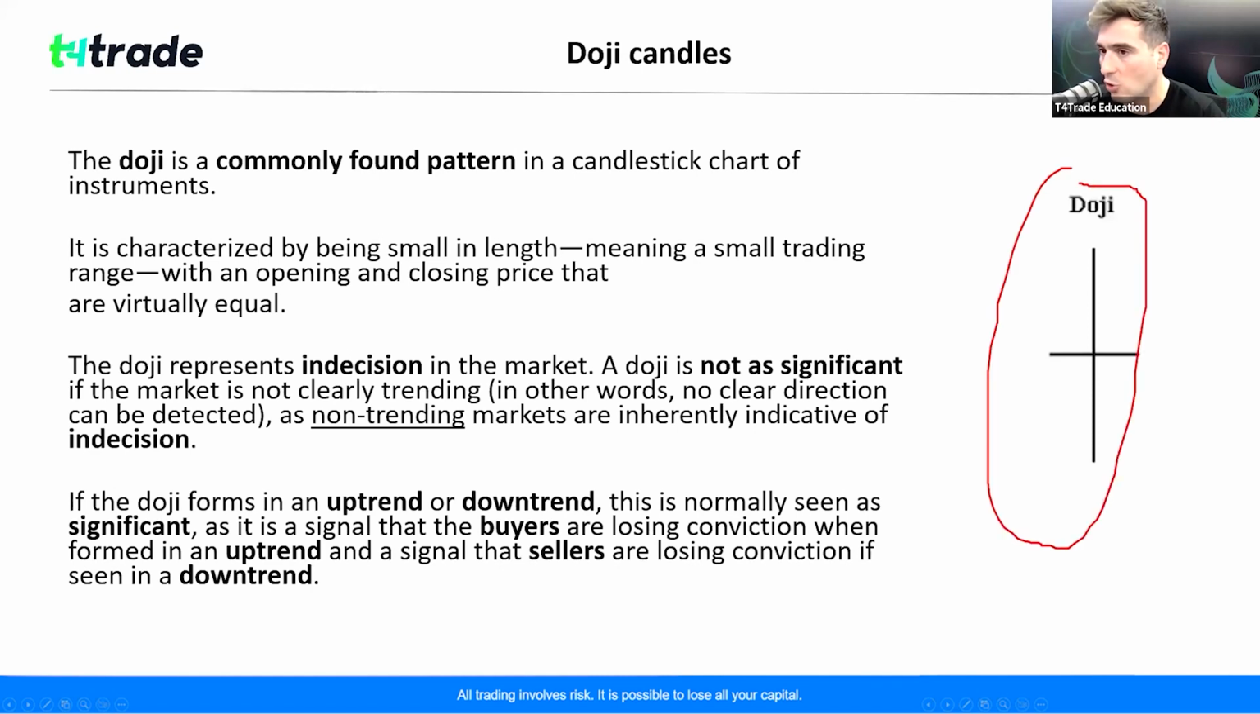The doji is a commonly found pattern, or candlestick by itself, in the candlestick chart of instruments. It's characterized by being small in length. That depends, you can see big ones. I've seen quite a few, to be honest. Meaning a small trading range within an opening and closing price that are virtually equal.